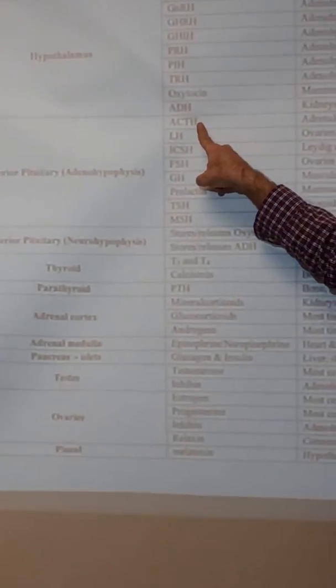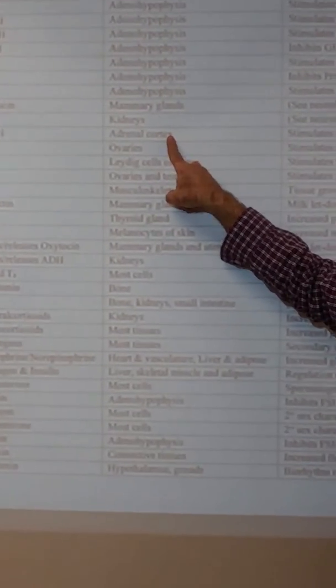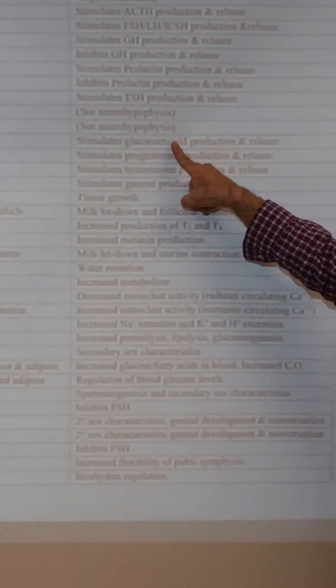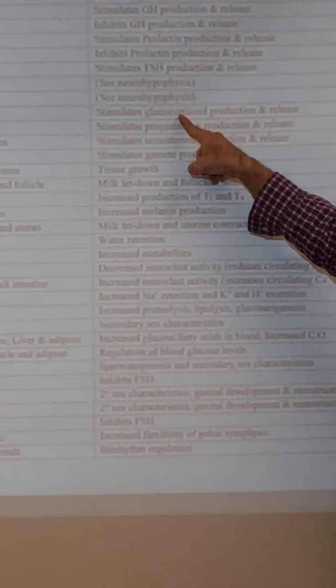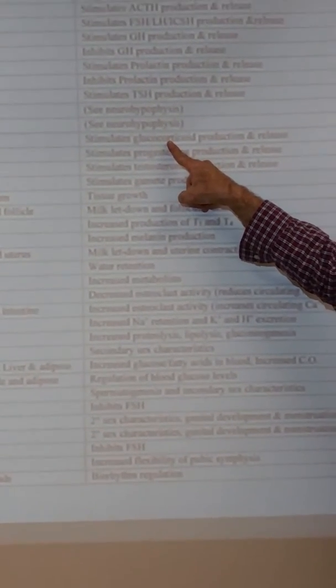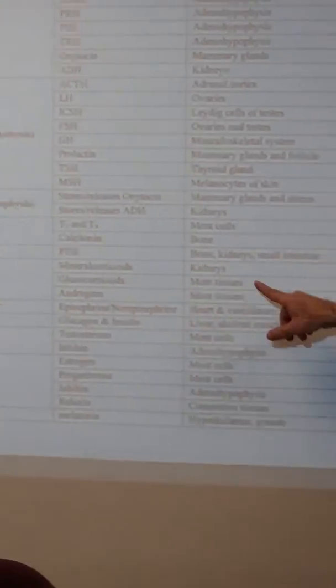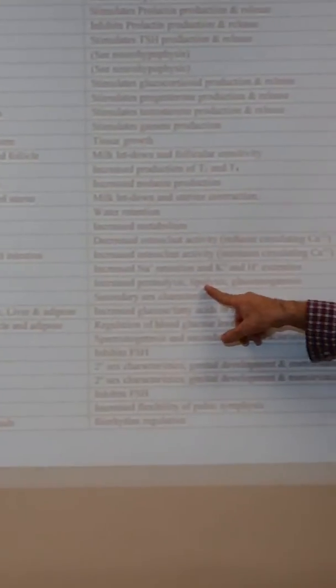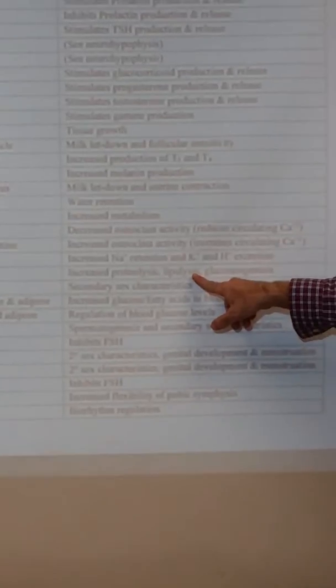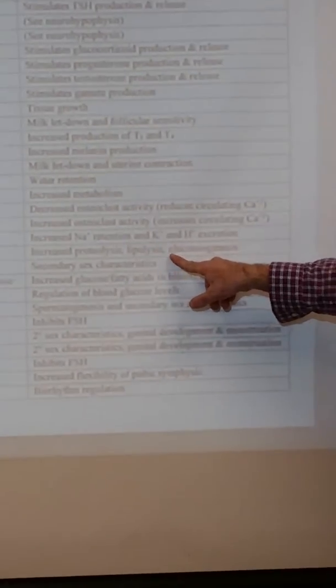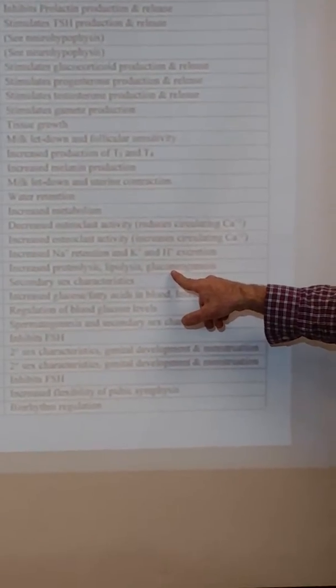What's ACTH do? Okay, go to the anterior pituitary. The anterior pituitary secretes ACTH, it goes to the adrenal cortex and tells it to secrete cortisol, a glucocorticoid. What does cortisol do? Okay, go to the adrenal cortex. Here's the adrenal cortex. Go to glucocorticoid. It targets most tissues. Right here. Increase lipolysis and proteolysis, that's protein breakdown and fat breakdown, and promotes gluconeogenesis.